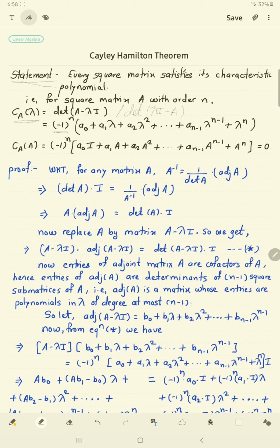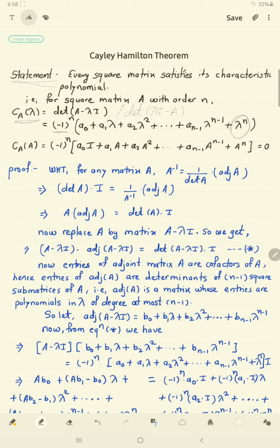Now note, for a 2 by 2 matrix we get a characteristic polynomial in lambda square. For a 3 by 3 matrix we get a characteristic polynomial with highest degree 3, that is lambda cubed. So for any n by n matrix we get a characteristic polynomial in lambda raised to n. So the highest degree of the polynomial is n.